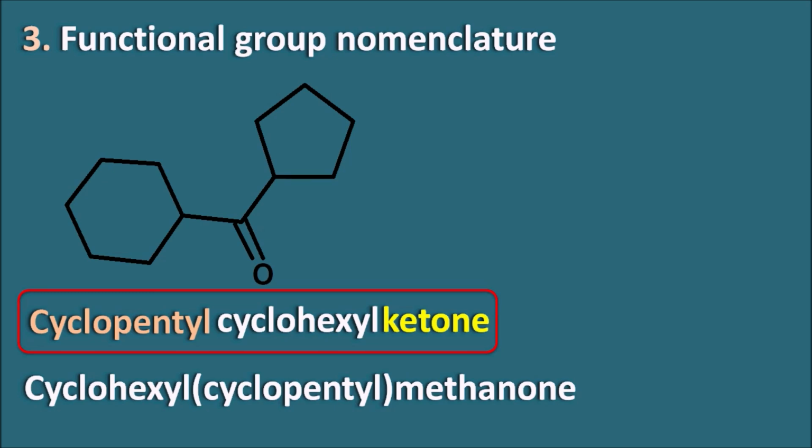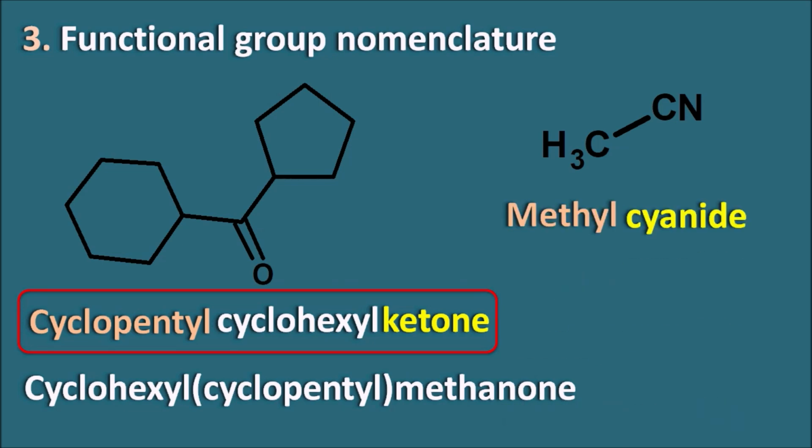Now you can see that both functional group nomenclature as well as substitutive nomenclature look similar with a small difference. Similarly, here this compound is a cyanide, so we can write the name as cyanide. This cyanide is attached to the methyl group, so this is methyl cyanide. But this compound can be considered in the substitutive nomenclature as a nitrile, so this is acetonitrile. So acetonitrile is the substitutive nomenclature.